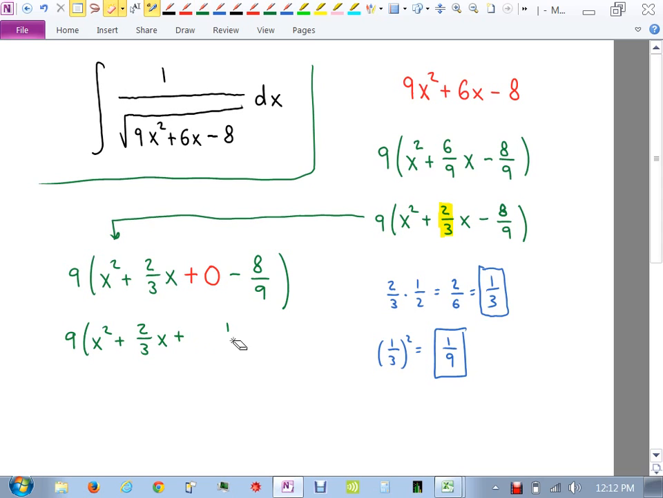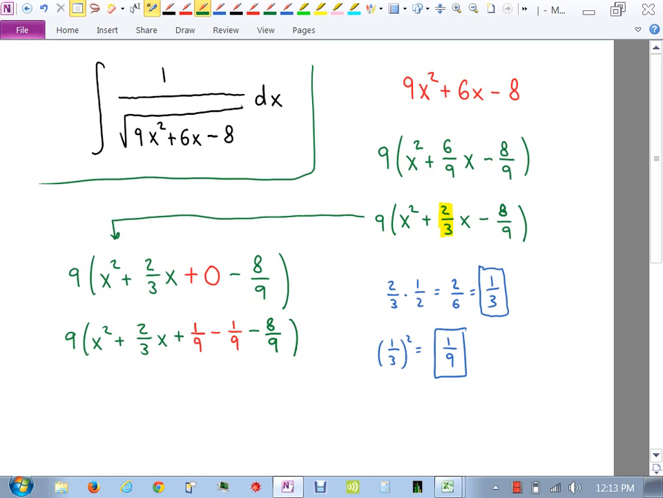I'll put it in red so it'll match up with my 0. So I'm adding the 1/9 and I'm taking away the 1/9. And then I have back here minus 8/9 still. So do you agree? I mean, I have not changed the problem. I mean, this is the same expression. I pulled the 9 out first.